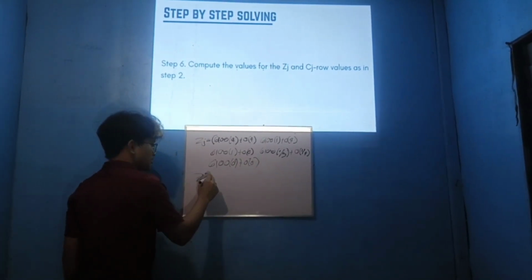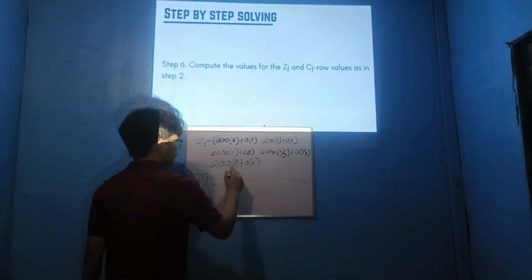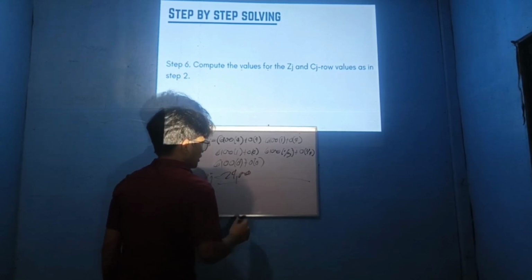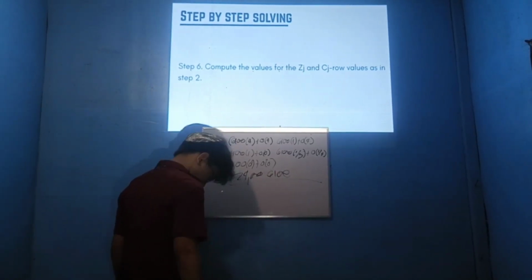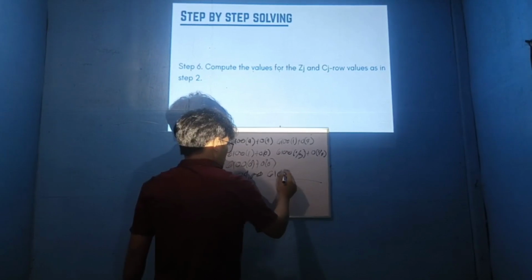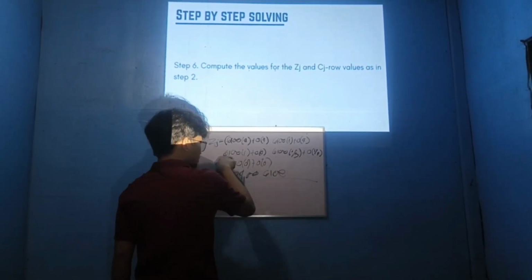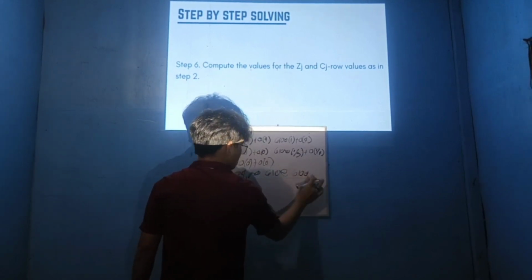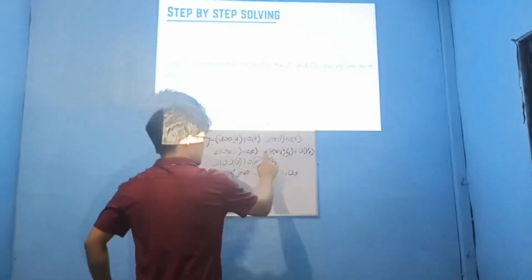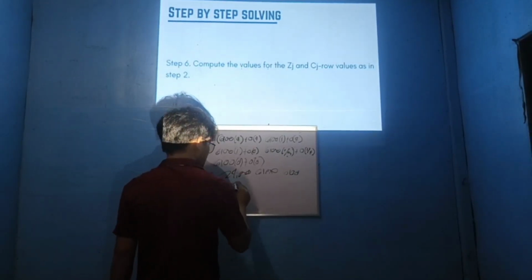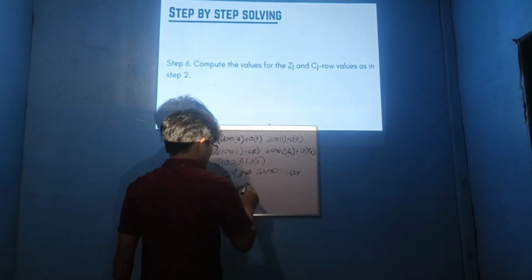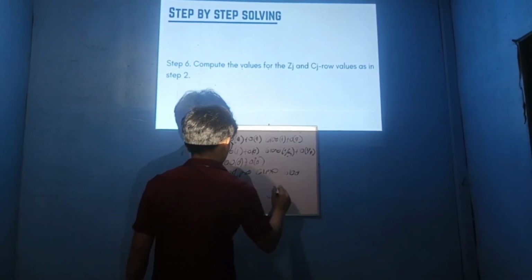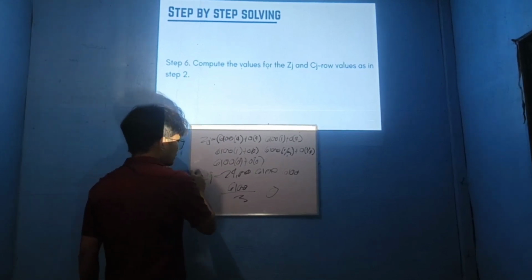Our CJ will be 24,000 and 6,100. Again, 6,100 times 1 will be 6,100, and 6,100 times 1/3 will be 6,100 over 3, and 6,100 times 0 will be 0. Here we have our ZJ row.